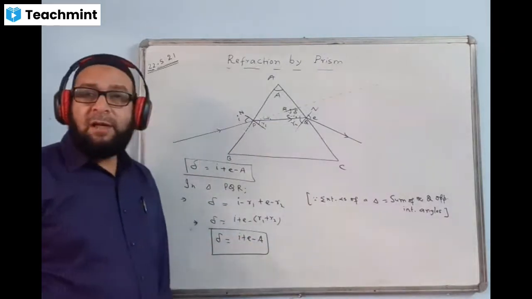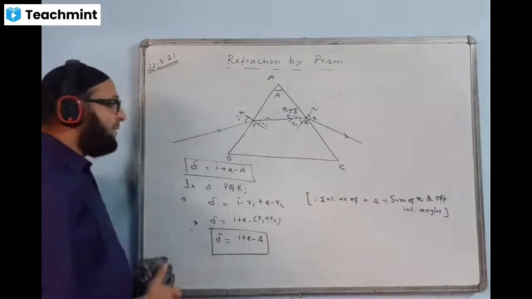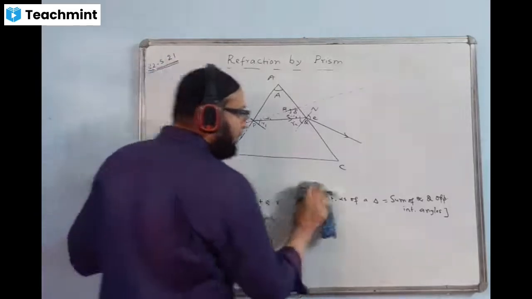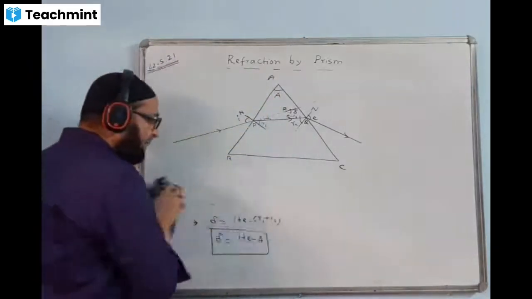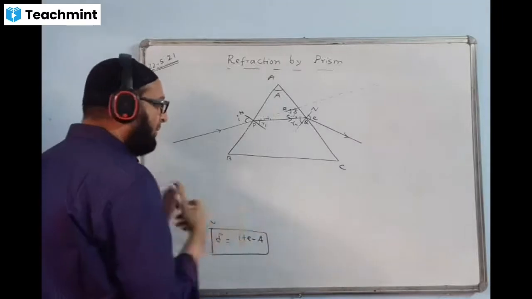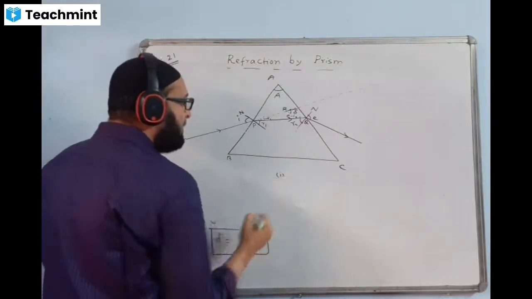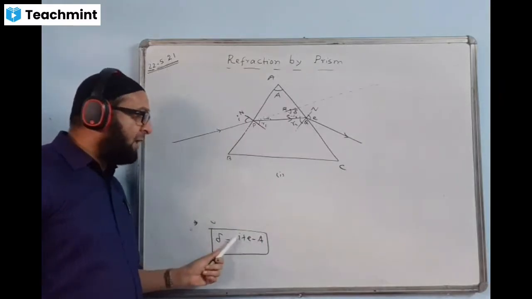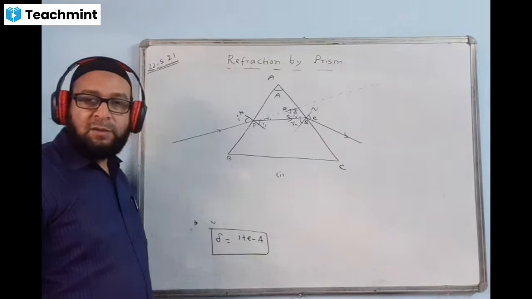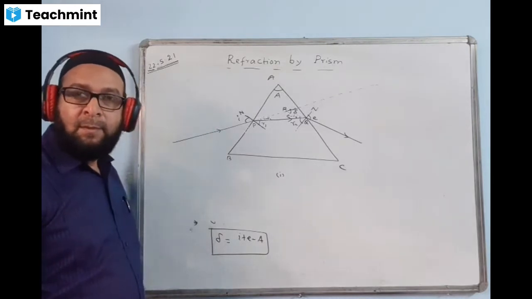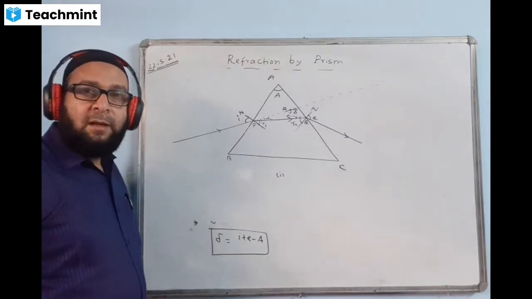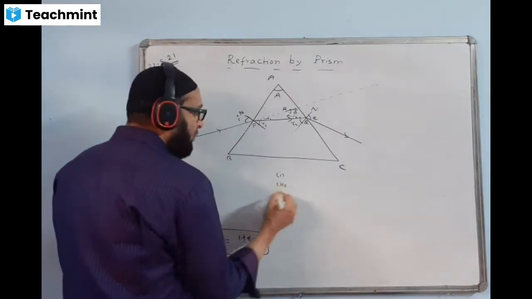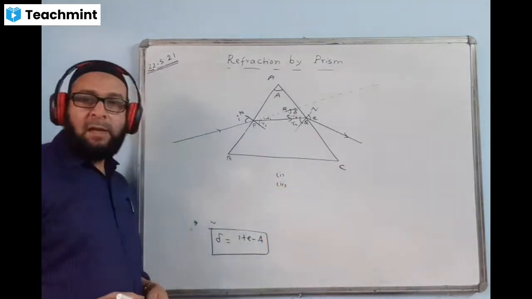Now you can write below this: delta, the angle of deviation, depends on number one. Let us see the first factor on which it depends. See the formula of delta, it depends upon the value of I, the angle of incidence, the first factor. Second factor, number two, is the angle of the prism A.